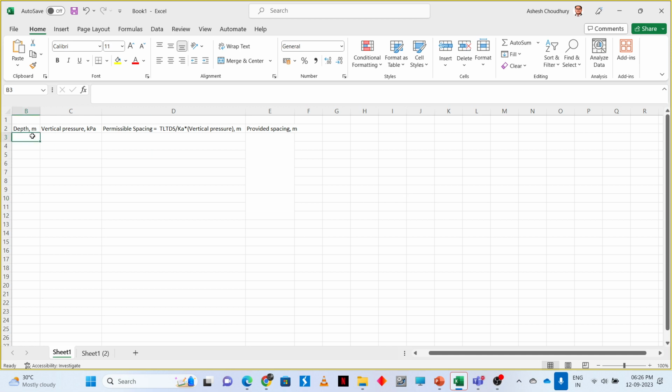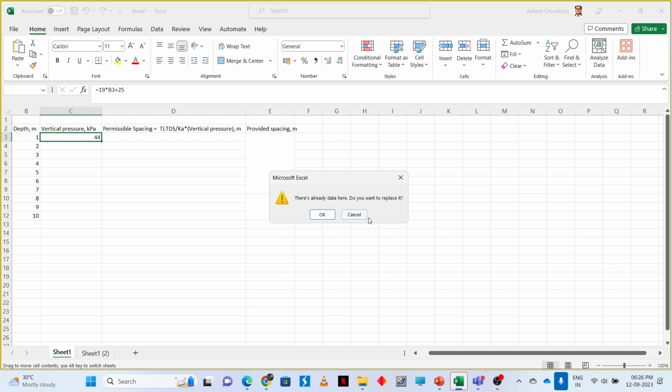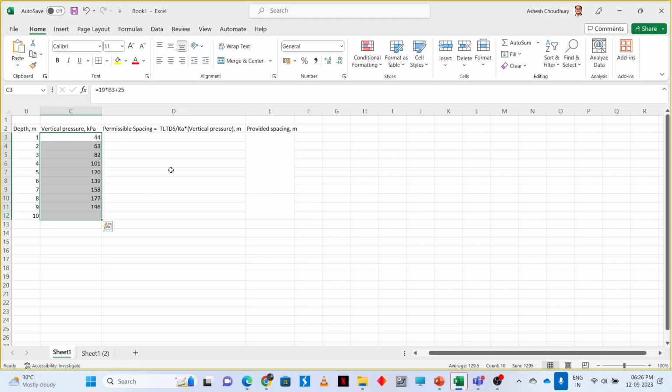So the total depth is equal to 10 meters. Let us write 1 up to 10. Then the vertical pressure is gamma, which is 19, times depth, plus the surcharge. So we get the vertical pressure. Let us just drag it down to get everything. So these are the vertical pressures.